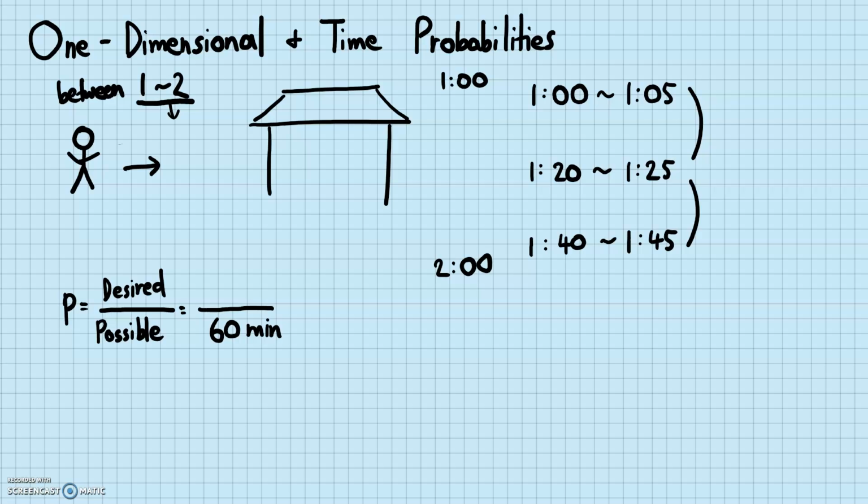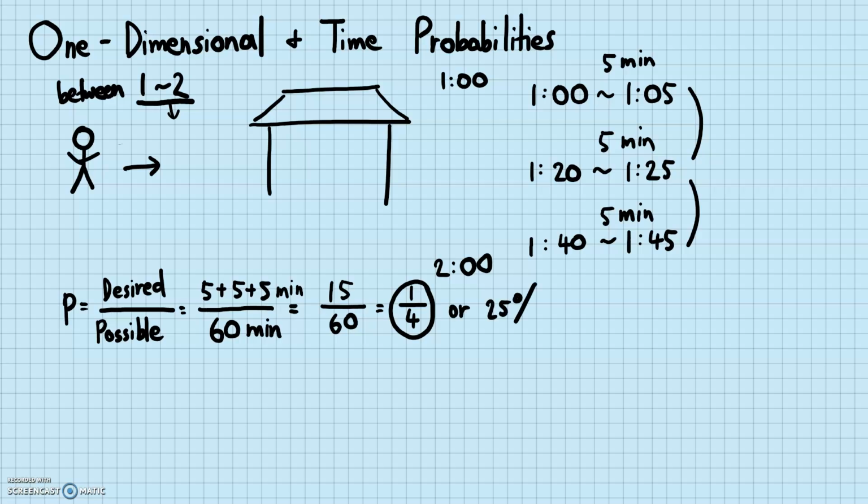And the desired outcome between those 60 minutes is the 5 minutes here. This is when the train comes. The 5 minutes here, and the 5 minutes here. So there are 3 instances, and each of those 3 instances, the train stays here for 5 minutes. So on the numerator, we're adding those times together. The total desired time is 5 plus 5 plus 5, because those are the times when the train is actually here. So if a man walks in randomly between 1 and 2 into a train station, the probability that he will catch the train is going to be 15 minutes out of 60, or 1/4, or 25%. So there's a 25% chance, or 1 in 4 chance, that the man will catch the train if he walks into the train station randomly between 1 and 2.